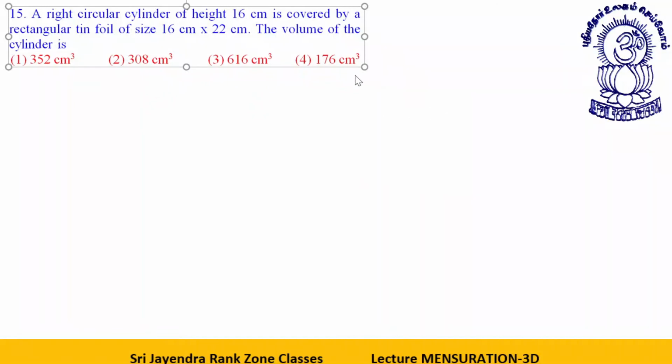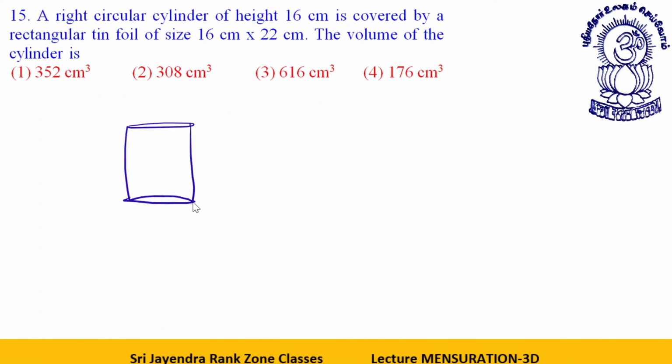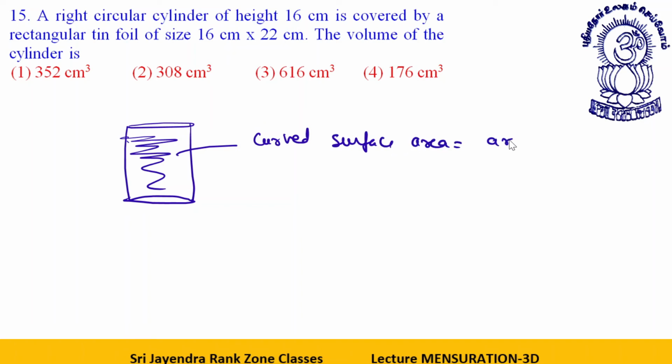A right circular cylinder of height 16 centimeters is covered by a rectangular tin foil of size 16 into 22 centimeters. The volume of the cylinder is, see, like this. On this cylinder, here is the tin foil roll. Okay. So what is the curved surface area? The curved surface area is equal to the area of the rectangle of tin foil.